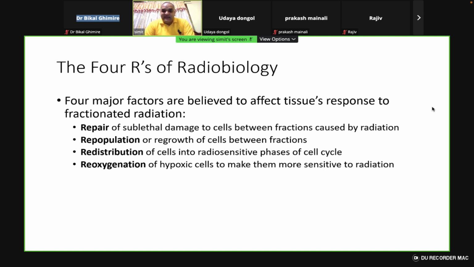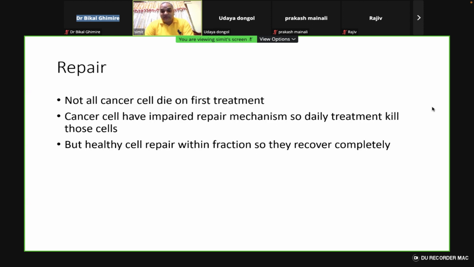So when radiation is given, it affects tissue response. The fractionation causes differential tissue reaction. First is repair. As I have already said, sublethal damage to the cell between fractions is caused by radiation. The normal tissue repairs and the cancer cells cannot repair. Another is repopulation. It's the regrowth of cells between fractions. We'll go into detail. Redistribution of cells. We know the cell has different cycles, and some parts of the cell cycle are radio resistant, while some are radio sensitive. And reoxygenation. The hypoxic cells are radio resistant. We all know.